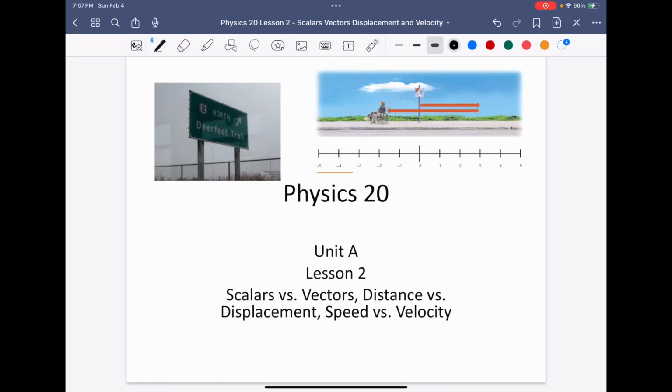All right, so now we move into lesson 2, which again, just like lesson 0 and 1, is going to build out some more fundamentals. But this is a really critical lesson for not only kinematics, but setting up the definitions that will be used all the way to the end of Physics 20. So we're going to look at scalars, vectors, distance, displacement, speed, and velocity. And it all starts with defining what scalars versus vectors are.